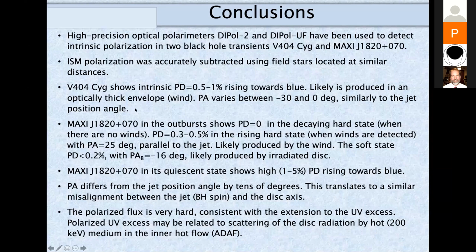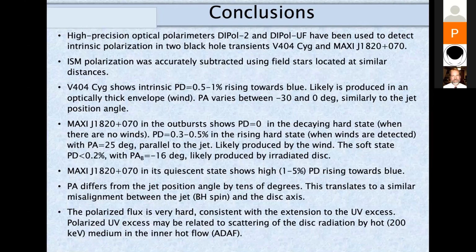In V404 Cygni, which was a super-Eddington source, we see polarization above 1%, rising towards the V band. We think that it's produced in the optically thin envelope. The polarization angle is very similar to the jet position angle, so probably the jet and this wind know about each other. Maxi 1820 in outburst shows zero polarization decay in the hot state, which I forgot to mention. What's interesting is that at this moment there were no winds, but in the rising hot state there were winds. Therefore we believe that this polarization, which was about 0.5% in the hot state, is related somehow to the wind, because in similar states the polarization is different depending on whether there is wind or not. What's interesting is that the polarization angle is 25 degrees, so the electric vector is parallel to the jet, even if it's produced by the wind. So again, somehow the wind and the jet know about each other.